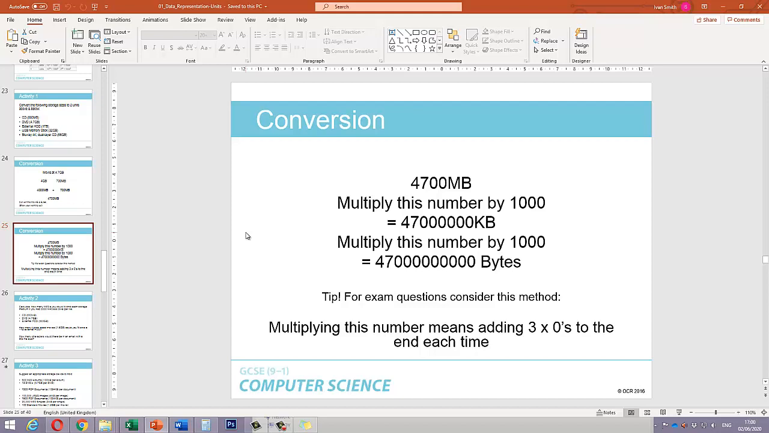There are a couple of ways to do this in an exam. So we've got 4,700 megs. We're going to multiply this number by 1,000, and that gives us 47 million kilobytes. Then we multiply it by 1,000 again, and each time it goes down, all we're doing is adding 3 zeros on the end. So every time we go down to a lower unit of measure, we're adding 3 zeros to the right hand side of this number. So there is a pattern.